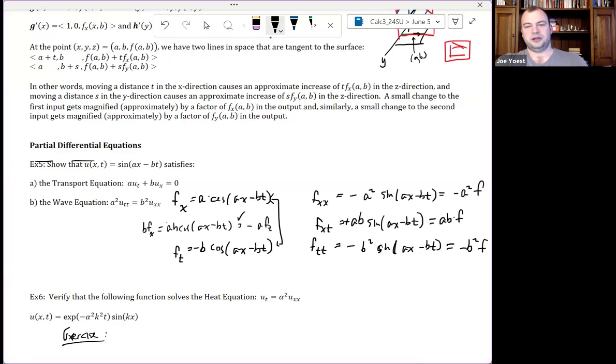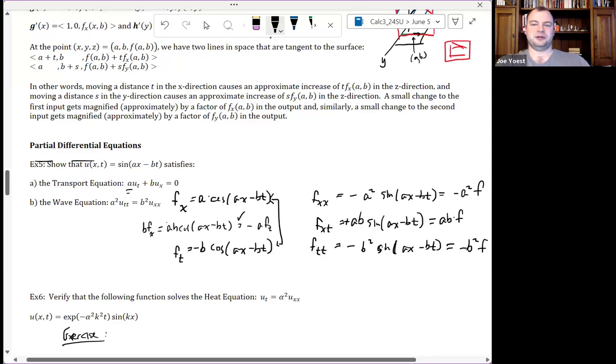Or another way I could look at it is just take partial f with respect to x and multiply it by b, that gives me ab cos of stuff. Take partial f with respect to t and multiply it by a, that gives me negative ab cos of stuff. The two add together to get 0.